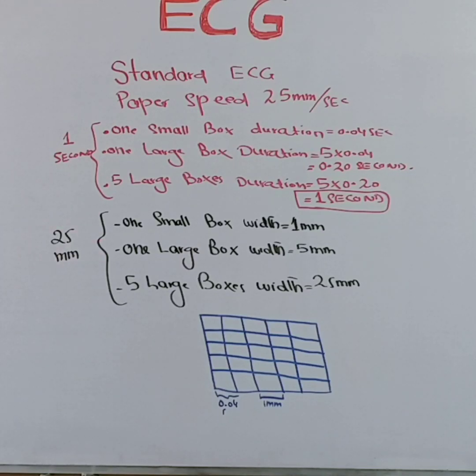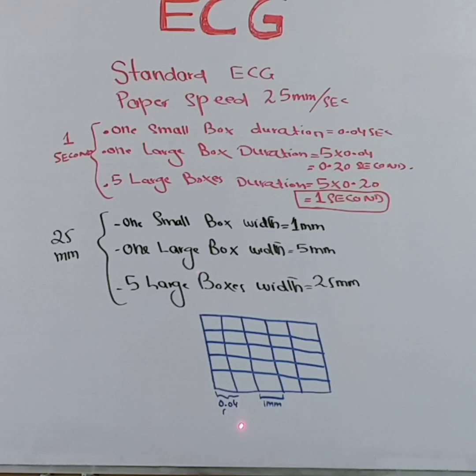Now 25 millimeter is because we know that the width of one small box is 1 millimeter, and the width of one large box which contains 5 small boxes is 5 millimeter, and the width of 5 large boxes will be 5 into 5, 25 millimeter. So if there are 5 large boxes like this one, their width will be 25 millimeter.